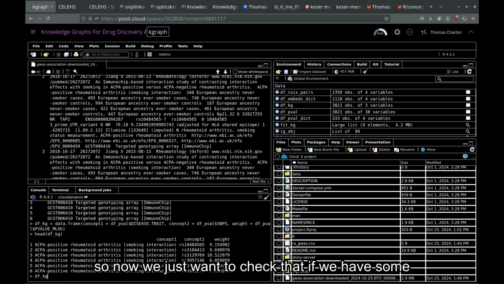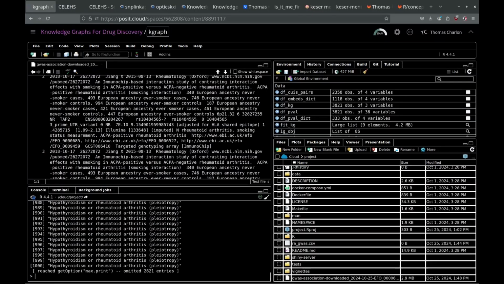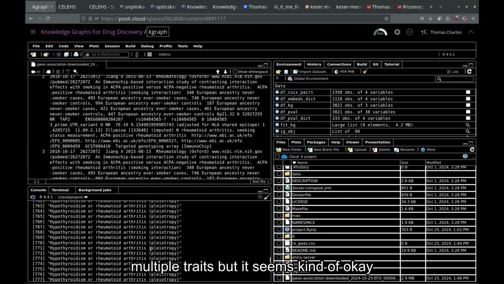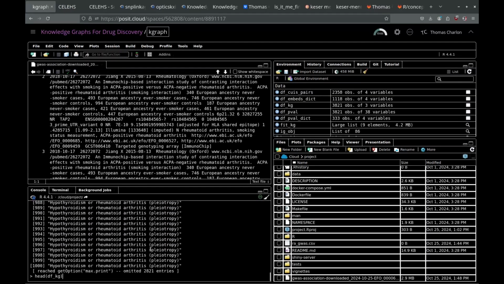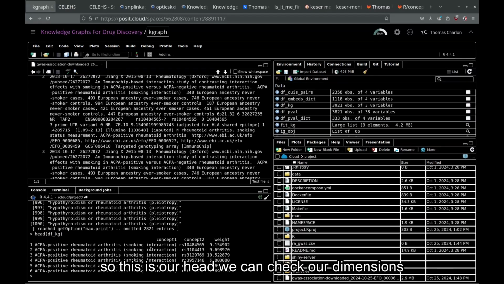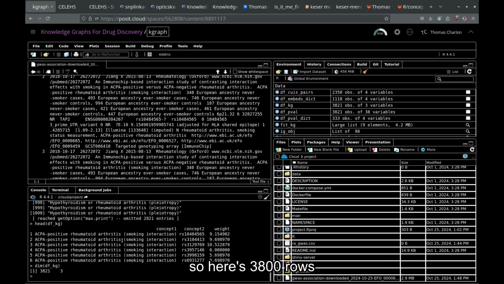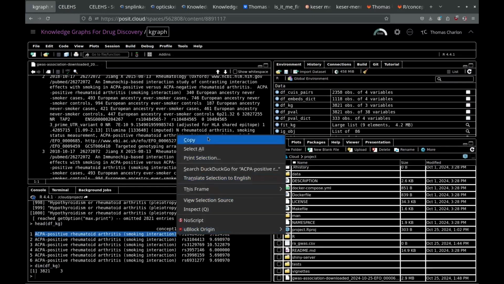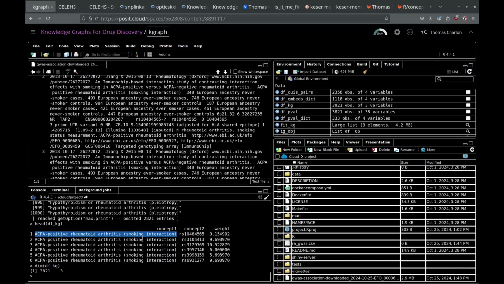So we just want to check that if we have some multiple traits, but it seems kind of okay. So this is our head. We can check our dimensions. Here's 3,800 rows. So now we're going to select one, which will be our target node.